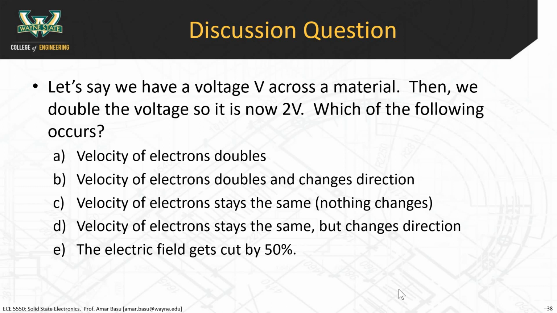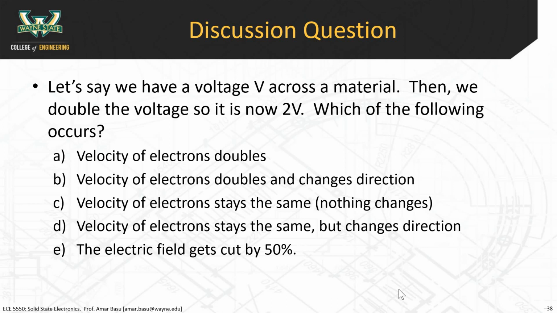Let's go through each one at a time. Is the first one true? If you double the voltage, does the velocity of the electrons double? Yes, because the velocity is proportional to the electric field. V is equal to mu times E. If you double the electric field, you double the velocity.